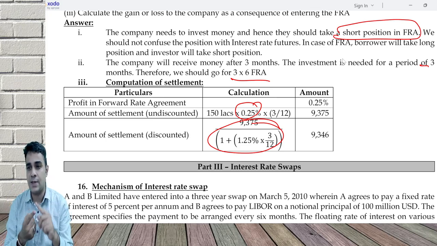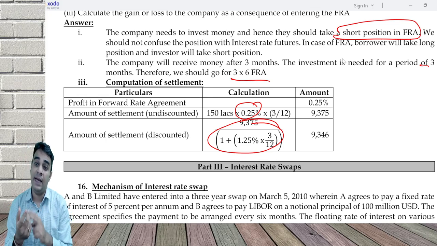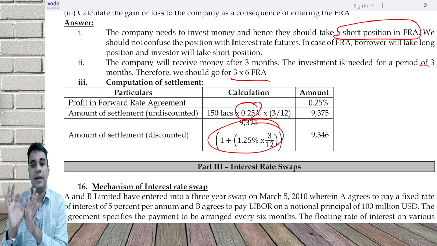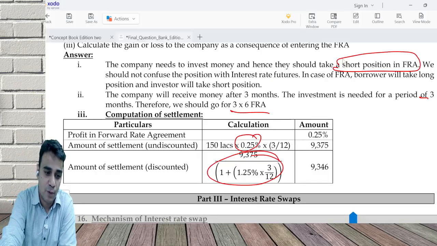exam. One is structuring of a swap, where we will do 2 questions. Second, calculating a net settlement. Again, there's something called a net settlement, which is 1 question. And reverse working a fixed rate or a floating rate. These are the 3 types of questions which come very frequently in interest rate swap. Let's understand first what is interest rate swap.